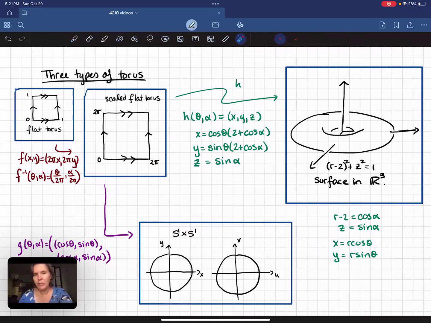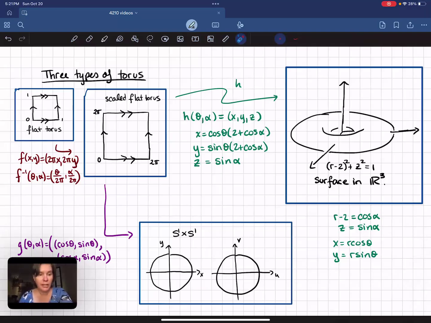And so if you look, what I've actually done here is I've taken this r minus 2 is cosine of alpha, and I've solved it for r. So r is 2 plus cosine alpha. And then I've put that in over here. So this is x is cosine theta times r. X is r cosine theta. And then y is sine theta times r. Y is r sine theta.